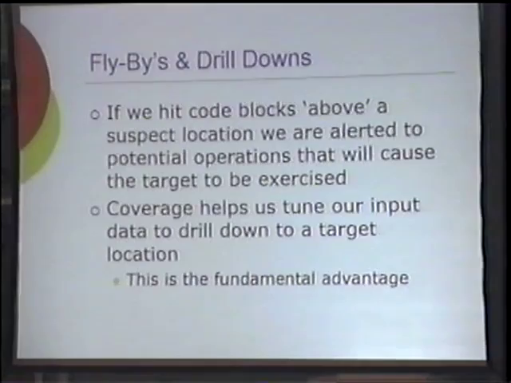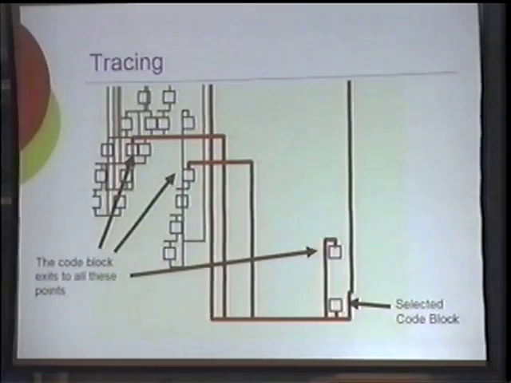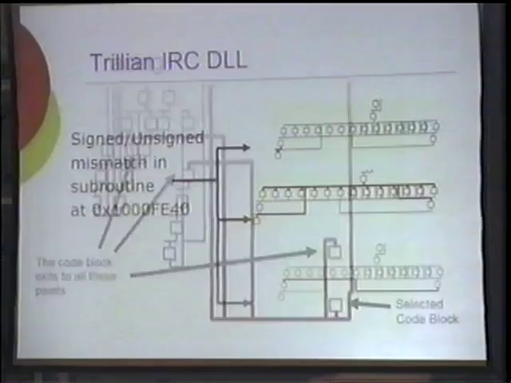Now, for a code flow, for tracing the data, you can see here I've selected, my color scheme's a little weird, but I've selected the block on the bottom, and I can see everywhere where it branches to. And that's kind of neat. The graphs can get a little complicated. Here's a better example, actually.